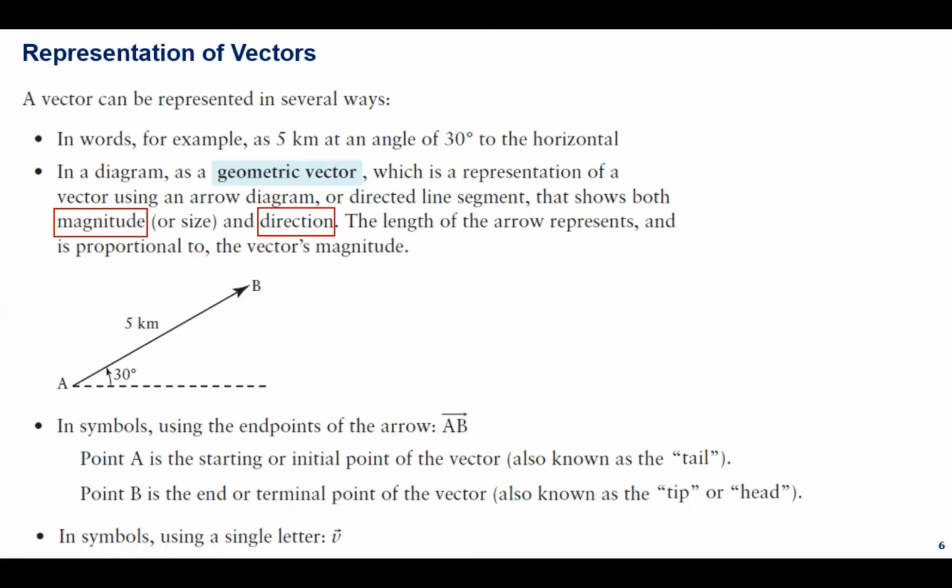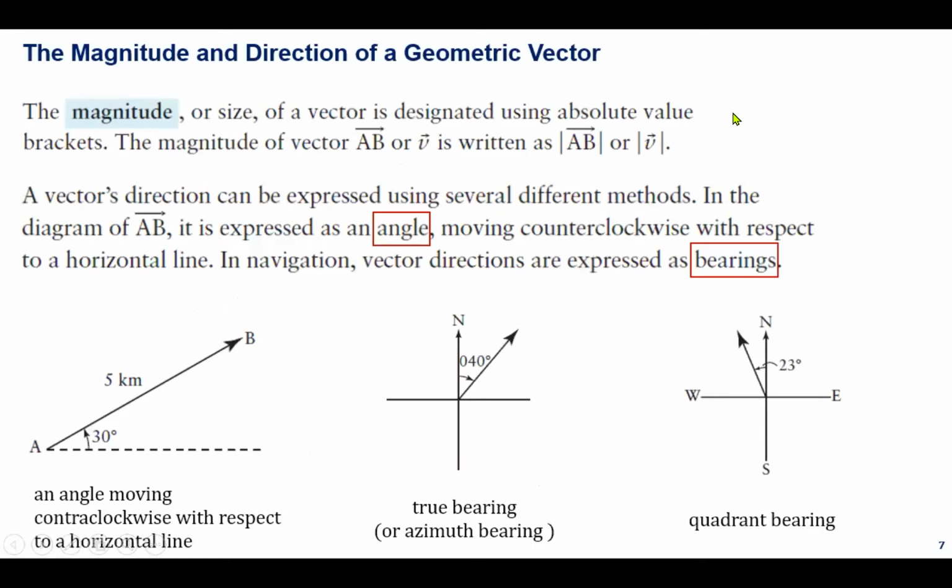Then we can describe vectors in a diagram as a geometric vector, which is a representation of a magnitude or size and direction. The length of the arrow represents and is proportional to the vector's magnitude. Third, we can also describe vectors in symbols using the endpoints of the arrow, such as AB with an arrow on top of it. Point A is the starting or initial point of the vector, also known as the tail. Point B is the end or terminal point of the vector, also known as the tip or head. And last, we can describe a vector using a single letter, for example, V with an arrow on top of it.